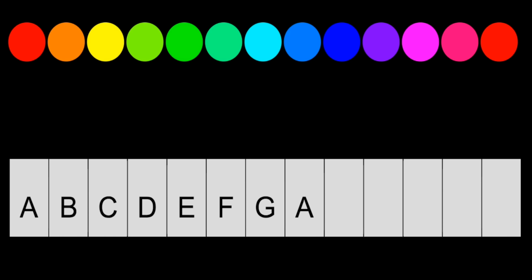Let's start with letters. Let's go A, B, C, D, E, F, G, H. Wait a second. Okay, let's try that again. We have A, B, C, D, E, F, G. Where's H, guys? In music, there is no H. It actually starts over again at A. So really, this looks like this.